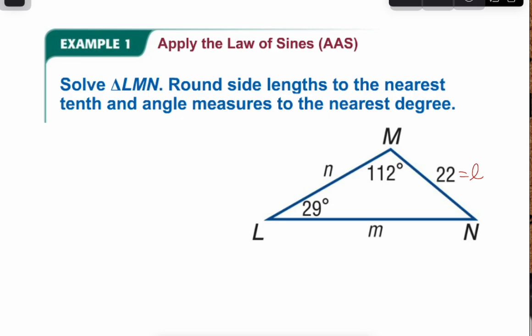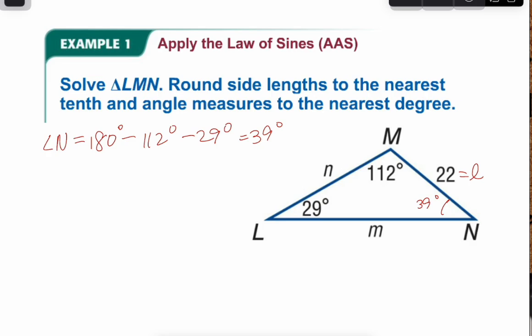One thing I do notice is we have two angle measures. To find a third, we could always use the 180 rule. So angle N is going to be 180, take off 112, and take off 29. If you have two angles, it's very easy to find the third. Just do 180 minus 112 minus 29. And that's going to keep it rounded to the nearest whole number like they want anyway. So this is 39 degrees. Let's put it there. Okay.